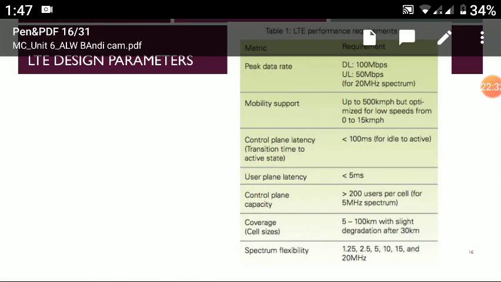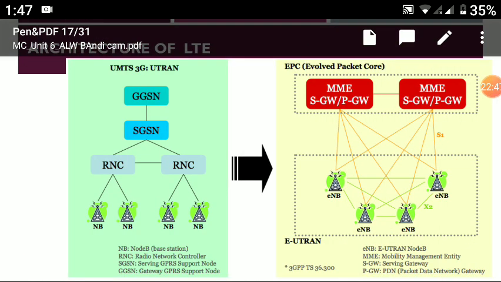LTE design parameters, just you people can go through this, then get a clear idea about the parameters you have considered for designing the long-term evolution mobile communication system. So these are the features of the LTE.